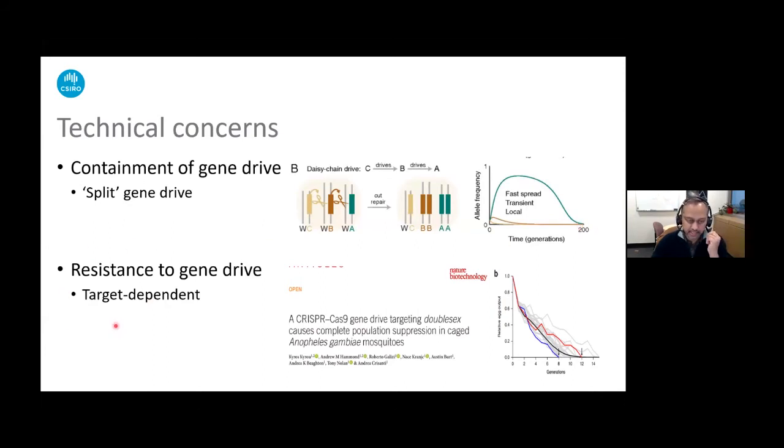The other part is resistance to gene drive, and this was also mentioned before. One of the papers showed that in a caged experiment, the gene drive is lost after a few generations, but it was later found out that it's target dependent. So you can change the target and you can sustain the gene drive, at least in cage trials. All of these experiments are done in sort of a large cage to check how the gene drive is progressing.